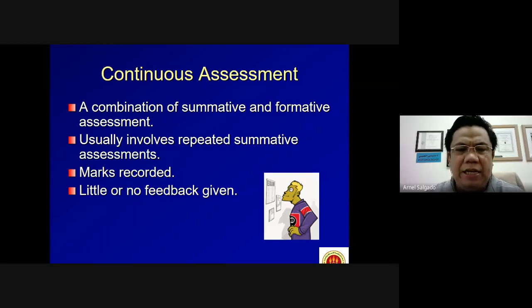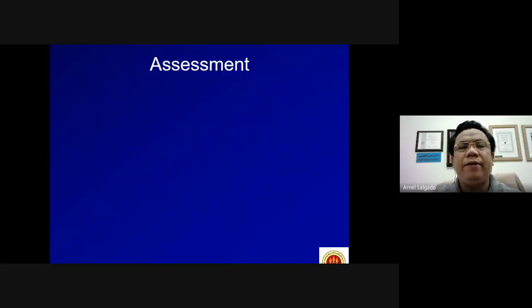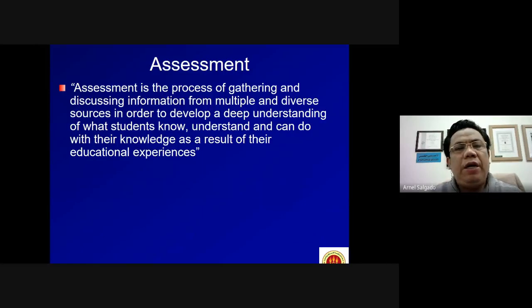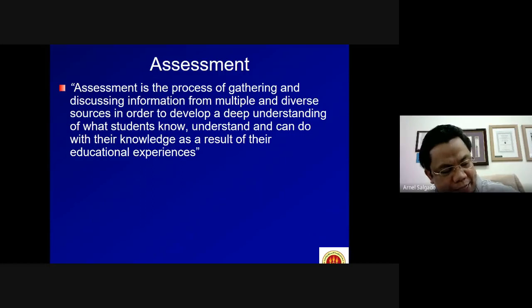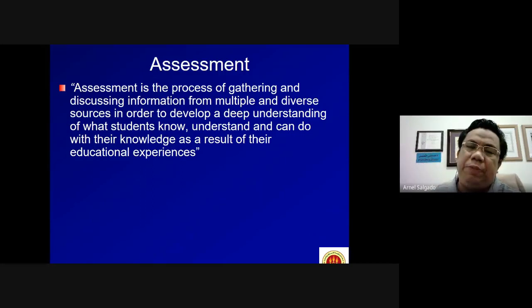There will be little or no feedback at all given other than the mark that you can actually get in the end. But for formative assessment, the mark must be given necessarily. Okay? So now assessment, this is very essential. Always take note of this. If you are teaching, you need to assess. If you are becoming a student, you need to overcome the assessment.